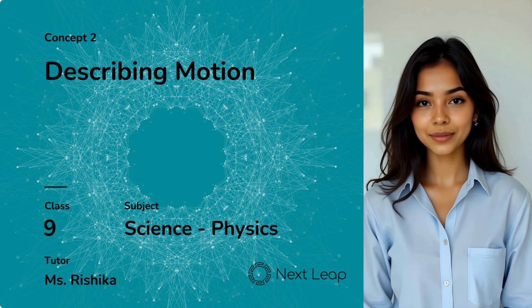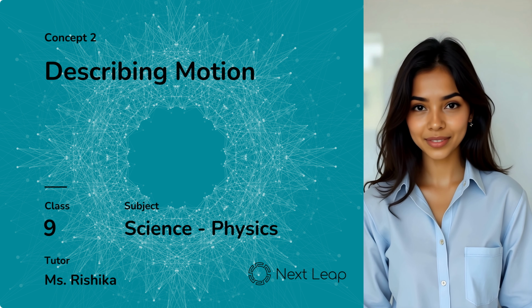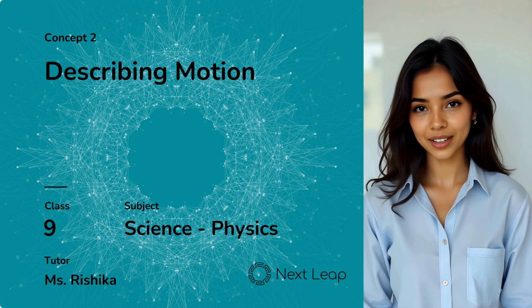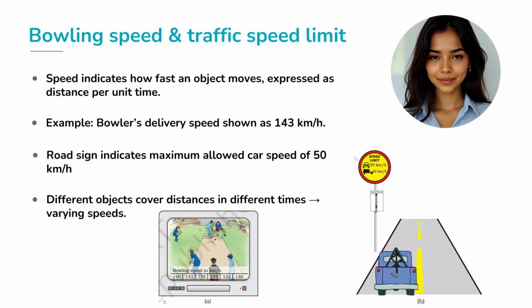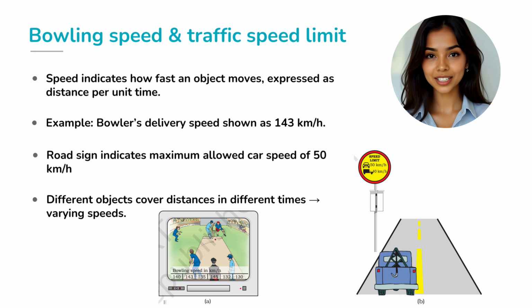Hello everyone. Let's begin with something you've definitely seen on TV or in real life. Picture a cricket match. The bowler runs up, delivers the ball, and on the screen you see the speed flashing 143 kilometers per hour. Incredible, right?